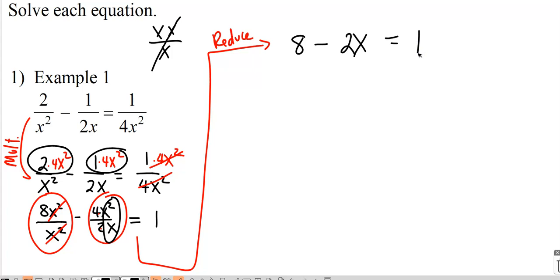And we have no more fractions. Now, sometimes you'll still have fractions after that, and we just have to repeat the process. You have to multiply by that denominator and then reduce again. Okay, but your first 2 steps are multiply and then reduce. If you have a fraction after that still, just do it again. All right? But we don't have any more fractions, so now we're good to just solve. So let's go ahead and solve one here. Next step. So what would we do to solve this?